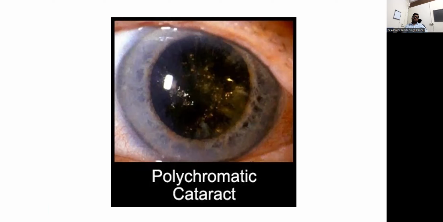It's a good picture of polychromatic luster. You can see multiple chromatic or different colored structures in the lens. They are not normal things. They are not normal deposition or normal changes in the lens proteins, but deposits which get deposited over the lens, and they shine like this. It will affect the patient's vision.